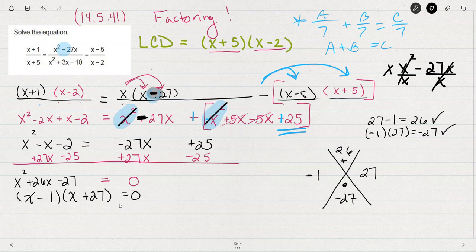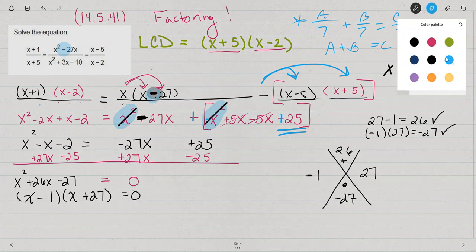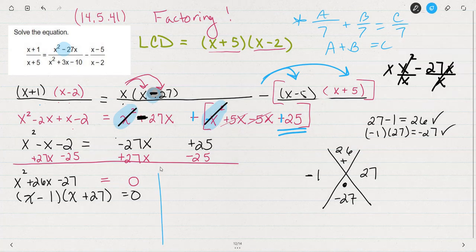The last step, I know this has a lot, right, is to set each of these two factors, the x minus 1 and the x plus 27, equal to 0. When I make that equal to 0, I can solve for x to get x equals 1.